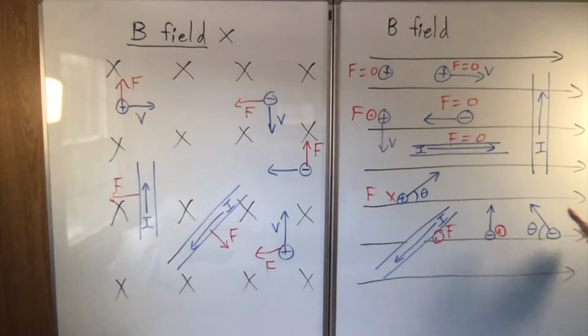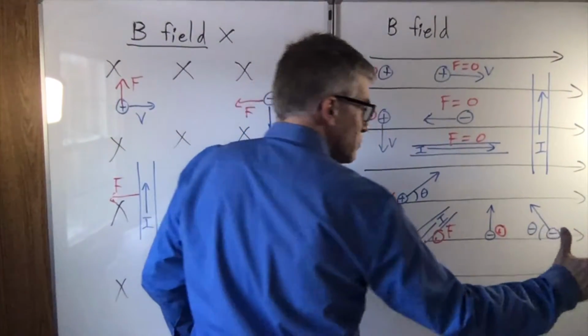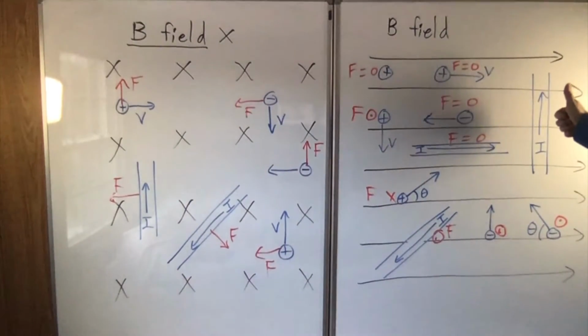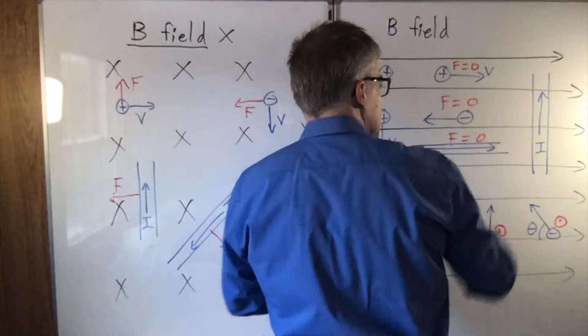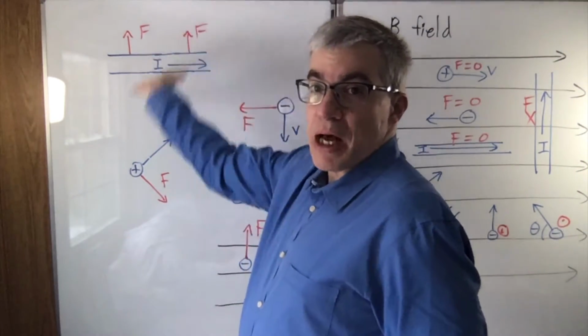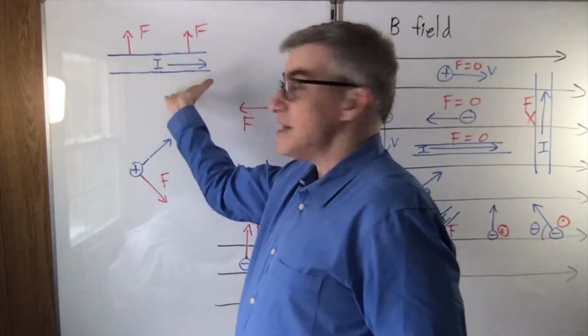Velocity that way. Field is that way. Force on a positive would be that way, so it's out. Current going that way. Field is that way. Force is in. Charge flowing that way. Force ends up being upward, so the field must be in.